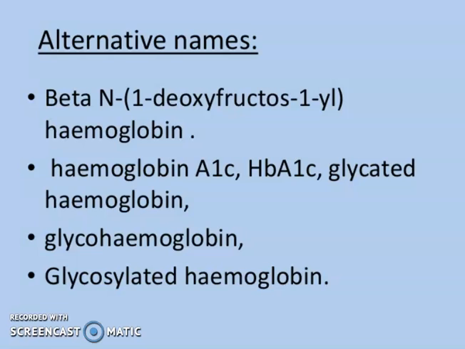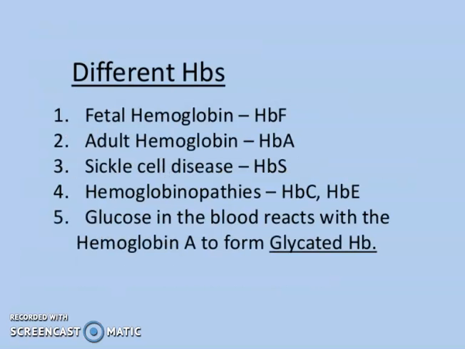Alternative names: beta-N1-deoxyfructose 1-ide hemoglobin, hemoglobin A1c or HbA1c, glycated hemoglobin, glycohemoglobin or glycosylated hemoglobin. My friends, different Hbs: fetal hemoglobin HbF, adult hemoglobin HbA, sickle cell disease HbS, hemoglobinopathies HbC, HbE. Glucose in the blood reacts with hemoglobin A to form glycated Hb.